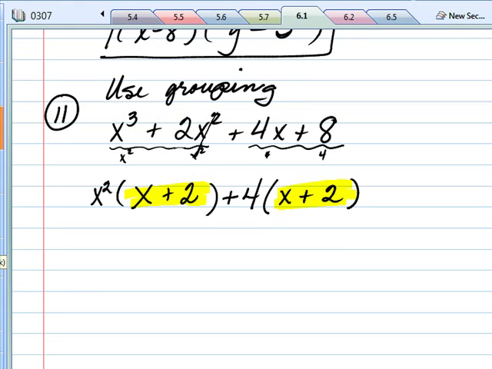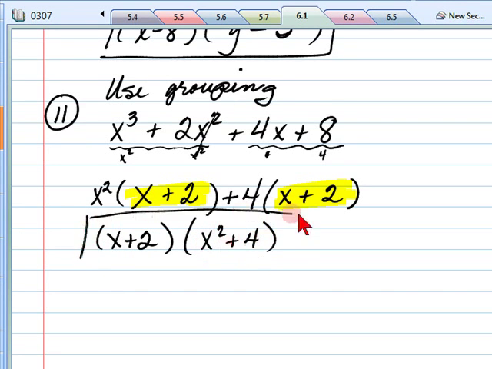What is the common binomial factor that I'm going to write in front? X squared. What is the leftover factor? X squared plus 4. Please make sure that at the end of your problem, it is a product. It is the multiplication of those two. Don't put a plus sign between them.